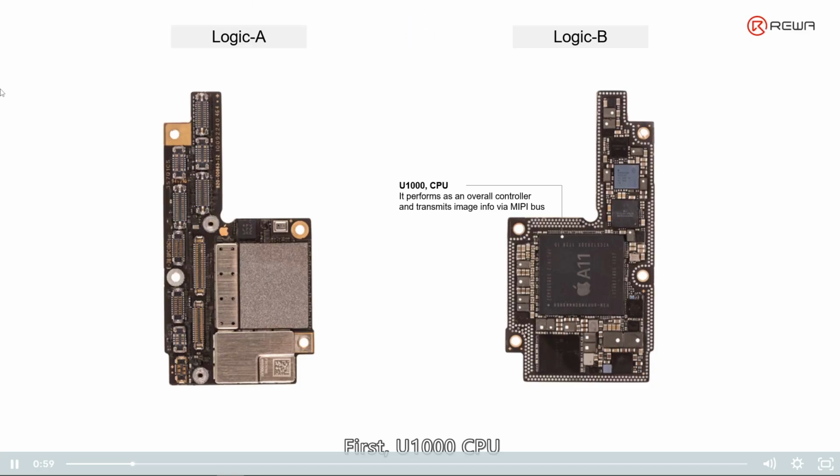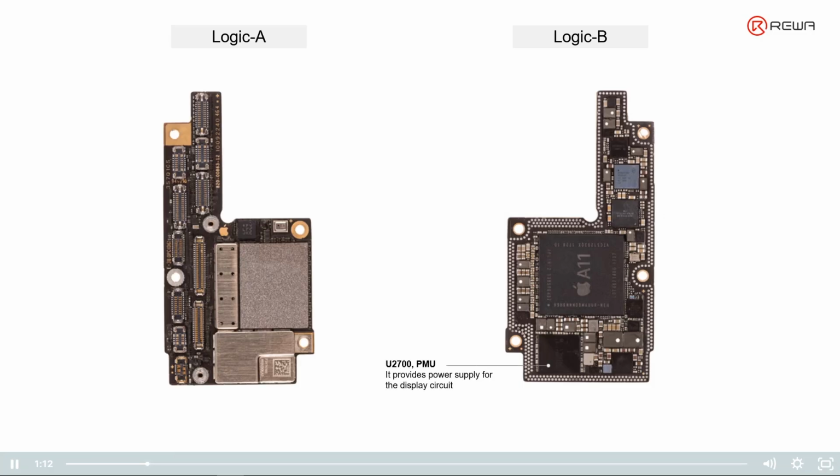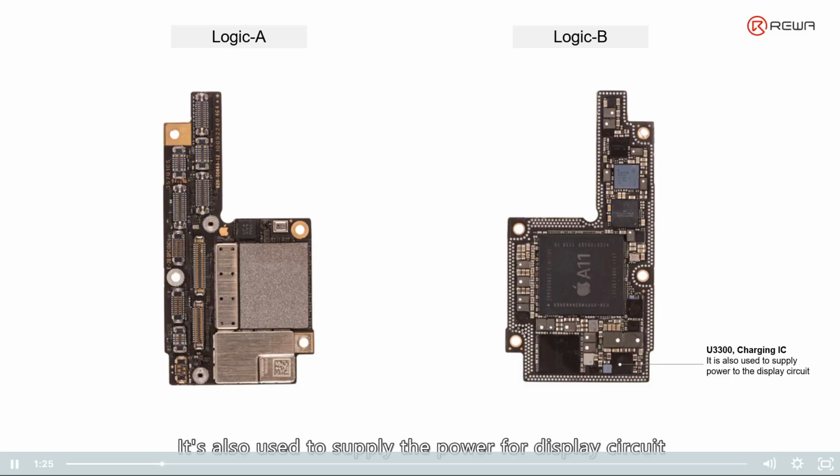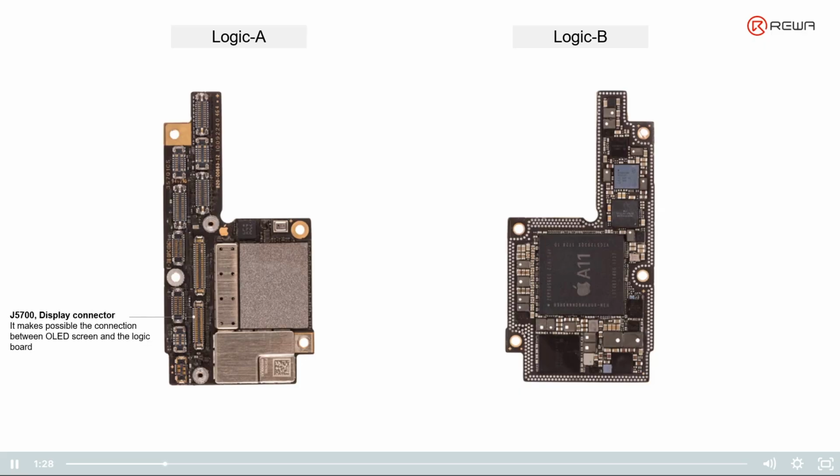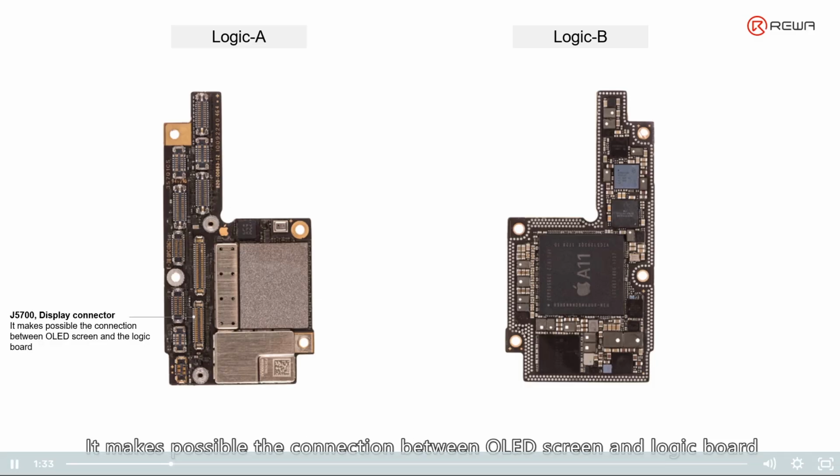First, Q1000 CPU. It is just like the brain, performs as the overall controller and transmits image information by the MIPI bus. U2700 PMU provides power supply for the display circuit. U3300 charging IC is also used to supply power for the display circuit. J5700 display connector makes possible the connection between the OLED screen and the logic board.